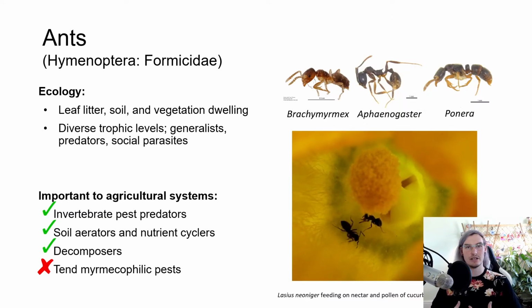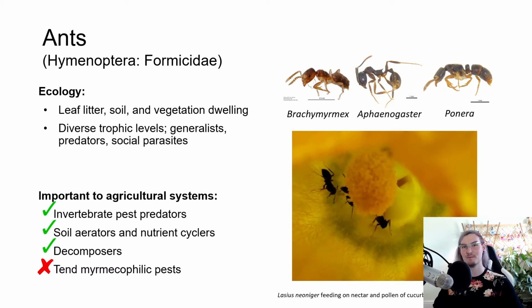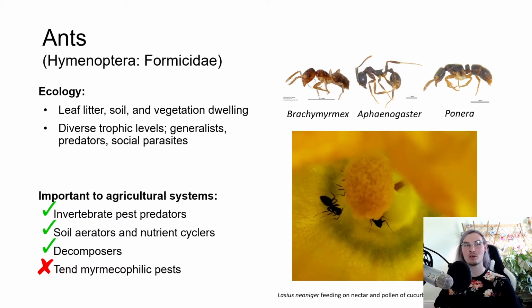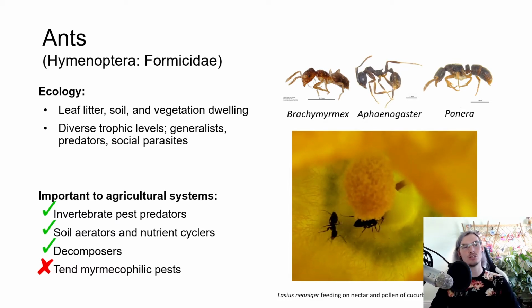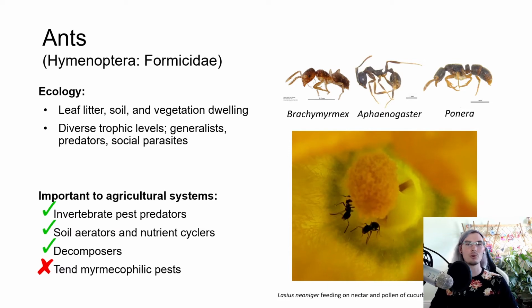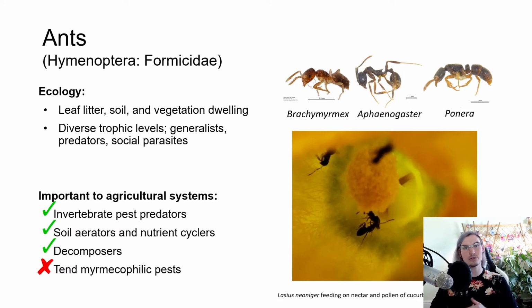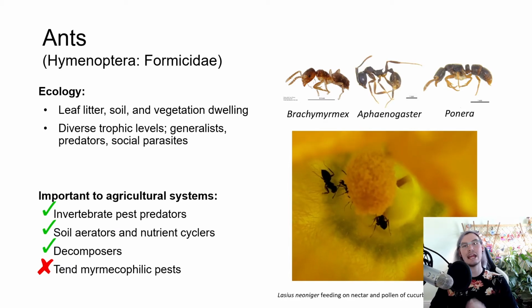And my study organism within that narrative is ants, Hymenoptera Formicidae. Ants are leaf litter, soil, and vegetation-dwelling arthropods. They occupy a diverse range of trophic levels, from generalists to predators. There are even some social parasites within the group. They're important for agriculture for a number of reasons. They're invertebrate pest predators, so they feed on things like caterpillars and cucumber beetles and aphids.